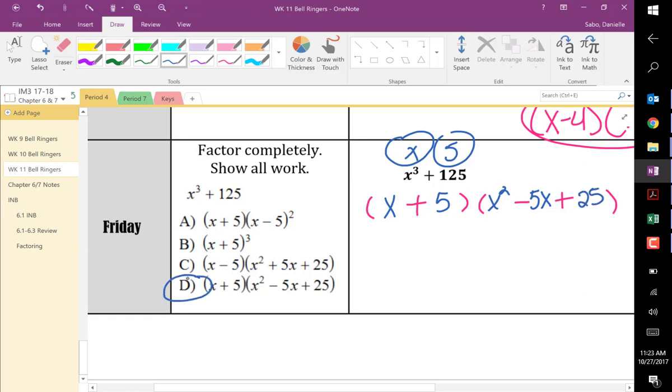And if you have a multiple choice option on the test, which you will, you can cross off things because it's always same sign, opposite sign, always positive.